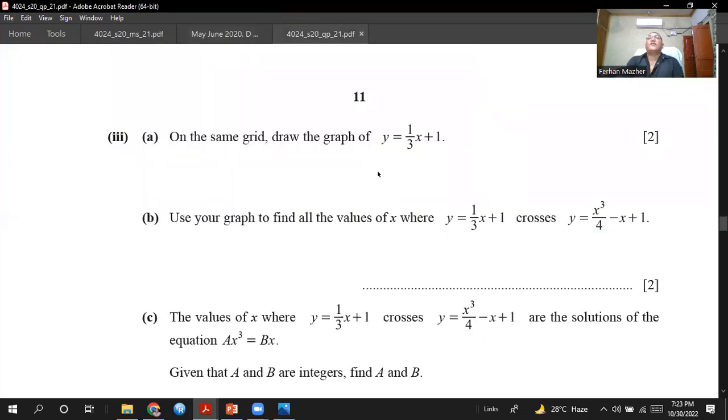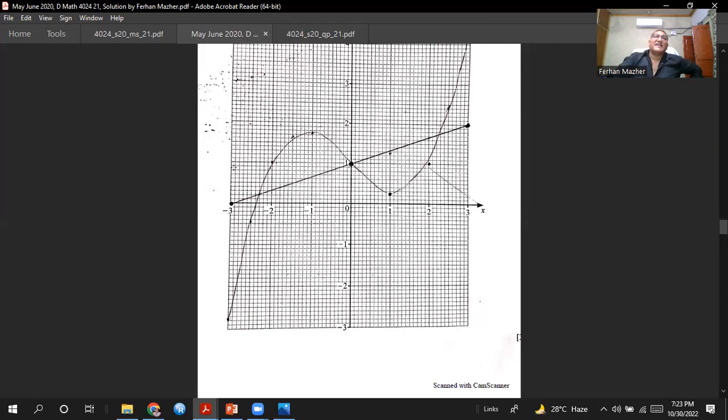Okay, use your graph to find all the values of the x where the straight line y = 1/3 x + 1 and the curve y = x^3/4 - x + 1 cross each other. Okay, so where they intersect each other, this straight line and that main curve. So they have intersected each other at 3 points, at this point, at this point, and at this point.